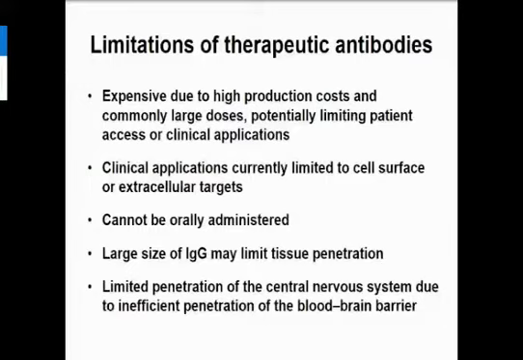And then we've got the problem of the blood-brain barrier. So if we're thinking of trying to treat diseases like Alzheimer's, how do we get our antibody across the very tight blood-brain barrier? So that's a problem. So there are some definite limitations.